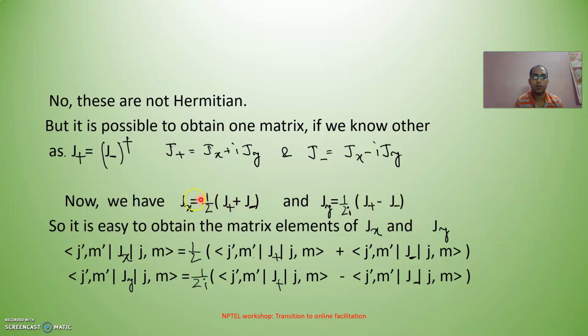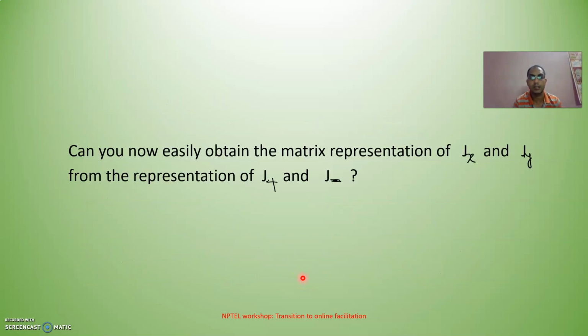So from this expression of Jx and Jy, we can find out the matrix representation of Jx and Jy in terms of J plus and J minus. The matrix element of Jx will be the addition of the J plus matrix element and the J minus matrix element. The matrix element of Jy is nothing but 1 by 2i times the matrix element of J plus minus that of J minus. As we have already obtained the matrix elements of J plus and J minus, we can obtain the matrices of Jx and Jy from these.